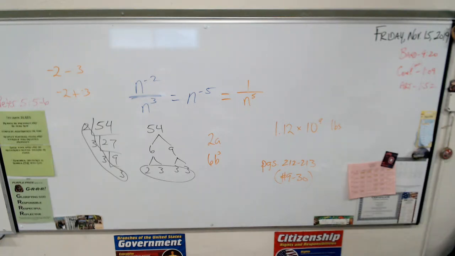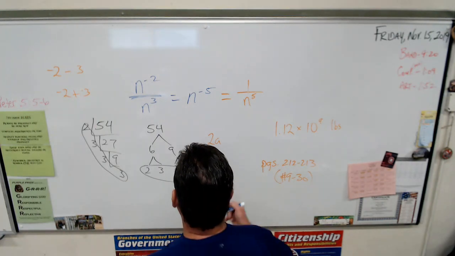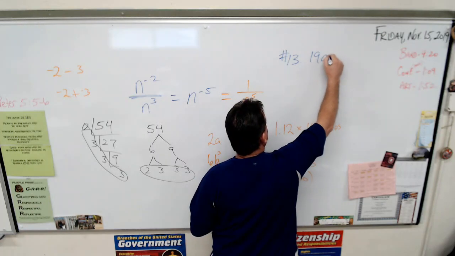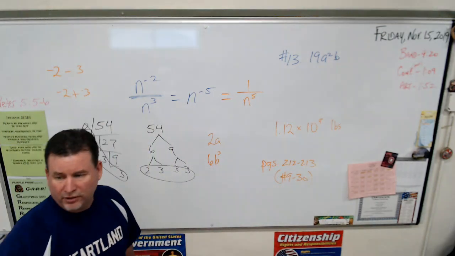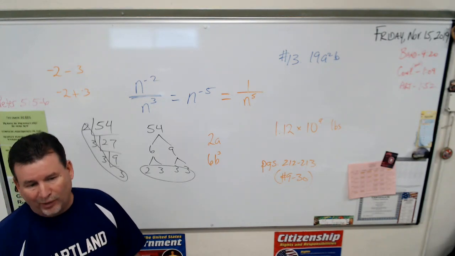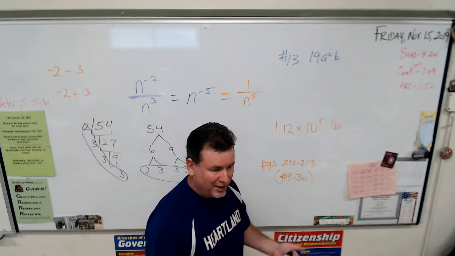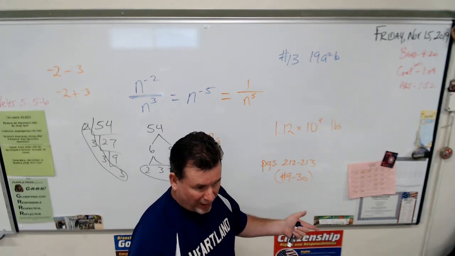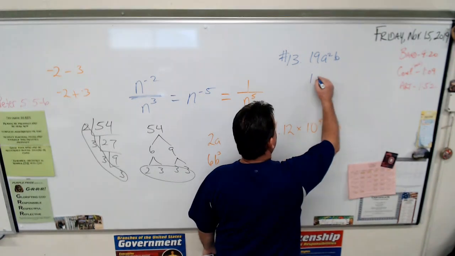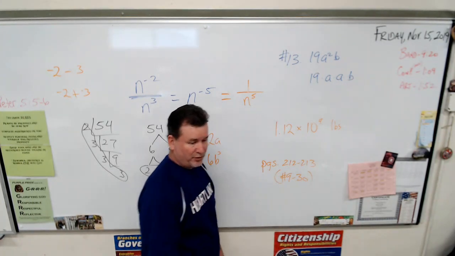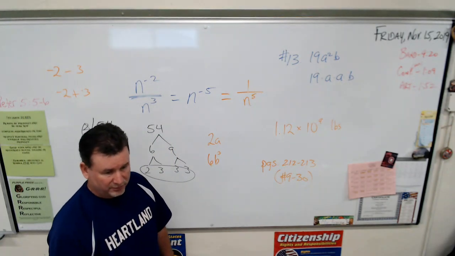All right, here's 13. First thing is you do the prime factors of 19. Well, how convenient. That was easy because 19 is prime. So it's 19 times A times A times B, because you have A squared. That's it. Oh, thank you.